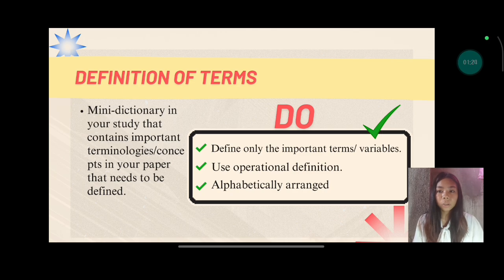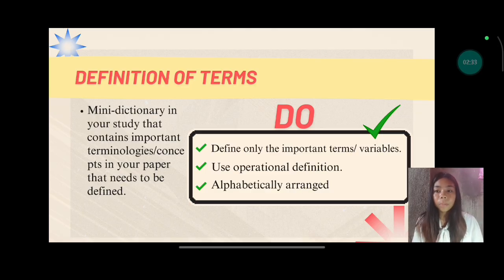And next is to use operational definition. Say the operational definition can come from a dictionary. But how was that term used here in your study? It is not necessary that you have a backup here from an online dictionary or online source. What is needed is how you design or define it based on how you use it in your study.